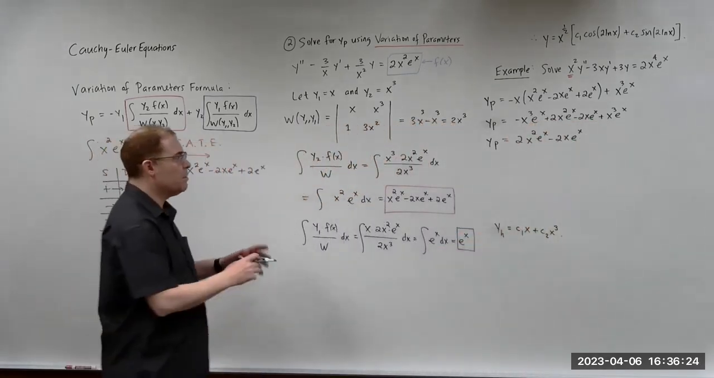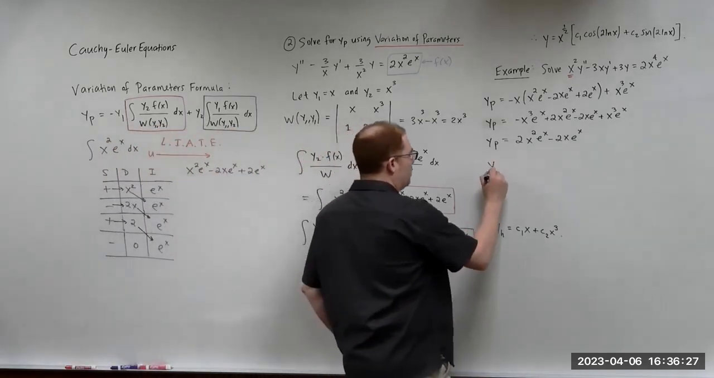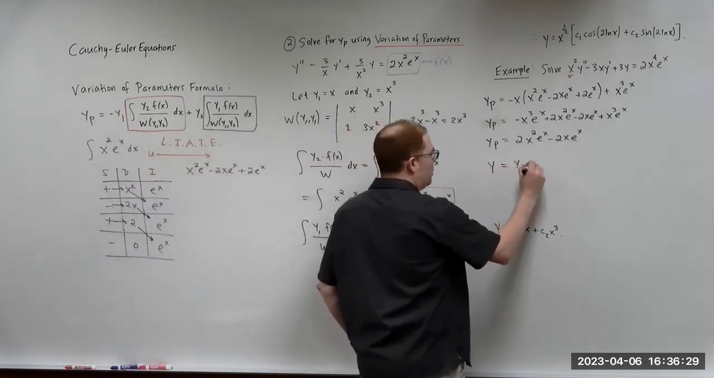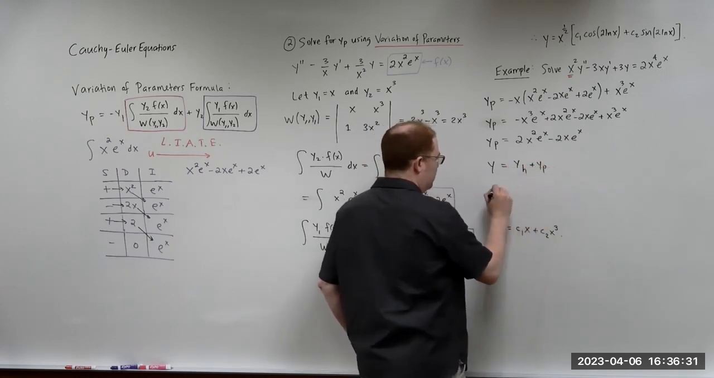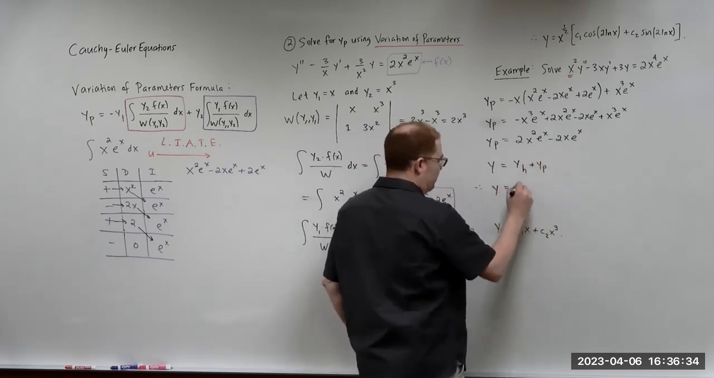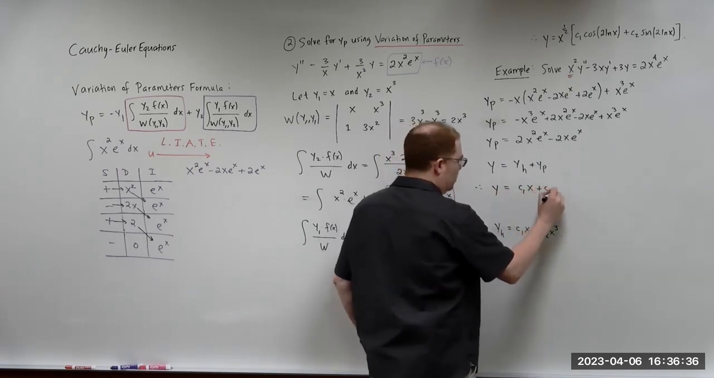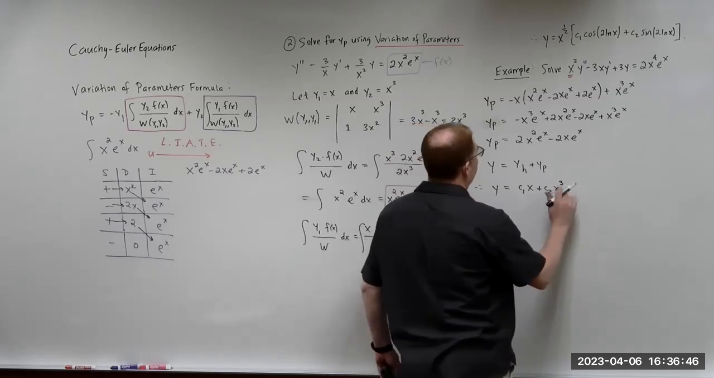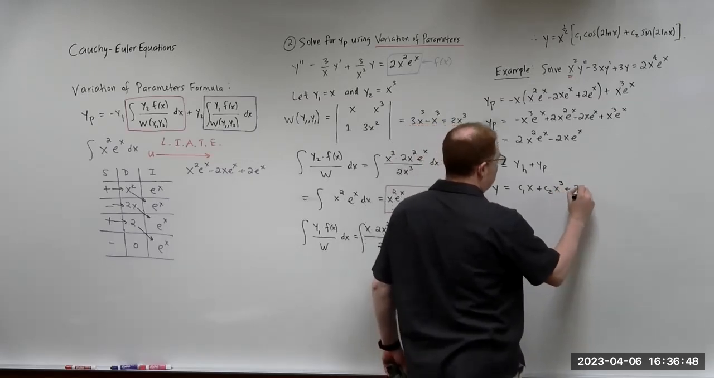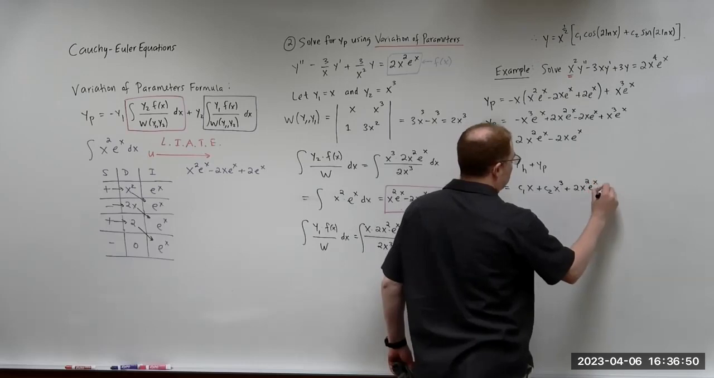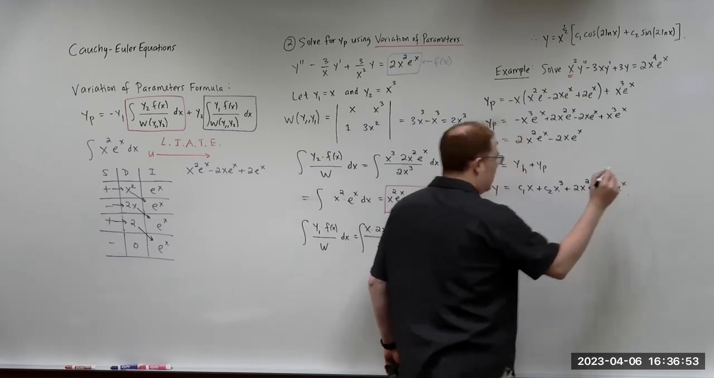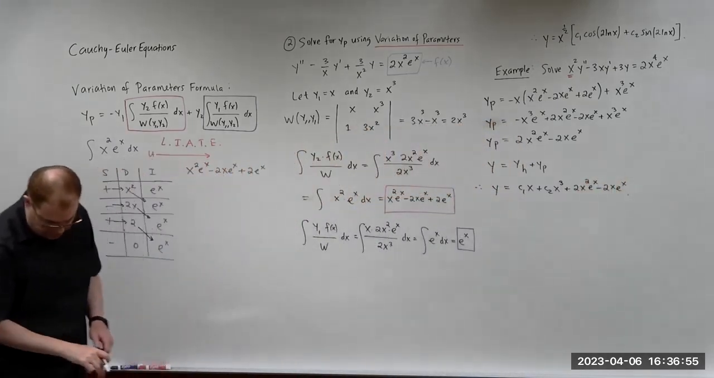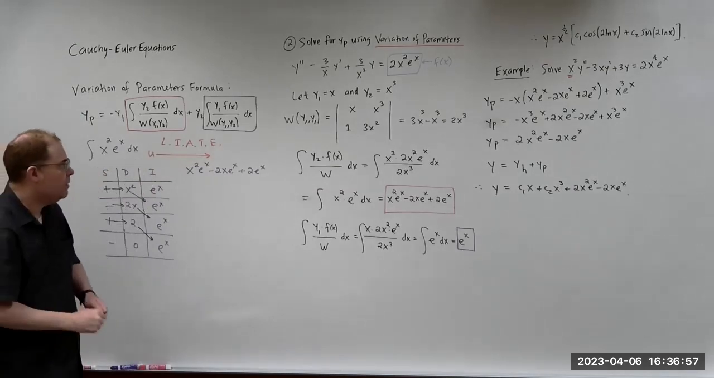And so now remember that the general solution, okay, is y of h plus y of p. So we have c1 times x plus c2 times x cubed, okay, so this part, plus a particular solution. And we've got it. So that is our general solution, okay?